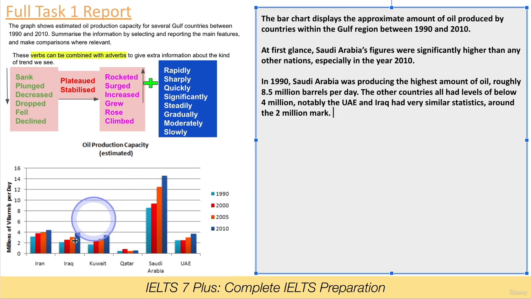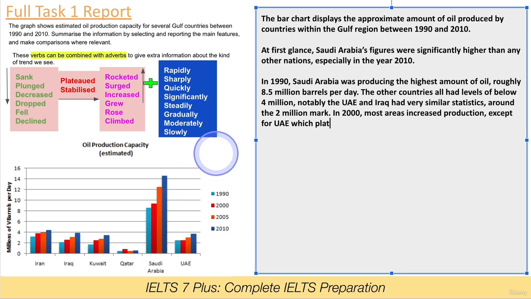Should we go into 2000? So most of the countries increased their oil production in 2000, apart from the UAE. In 2000, most of the nations or most areas increased production, except for UAE, which plateaued. That's a good word. Stayed the same. Plateaued. Okay, let's go into detail here.